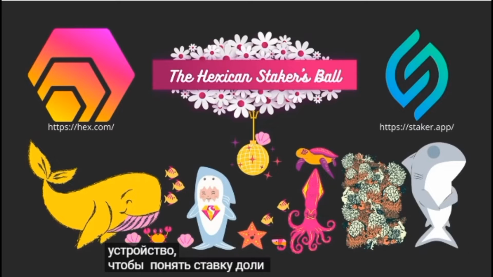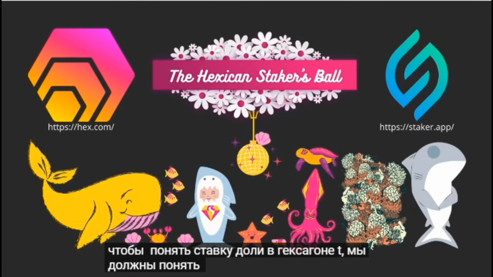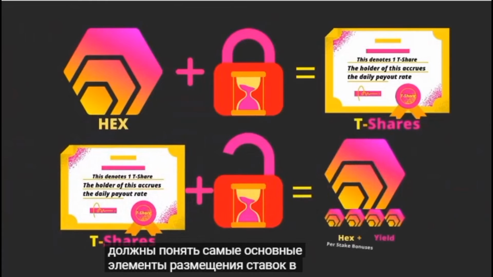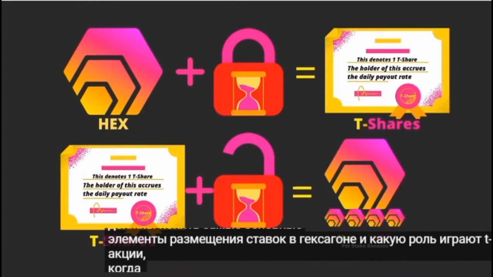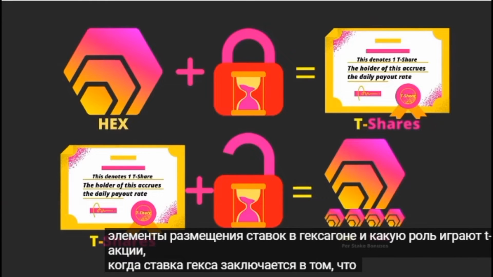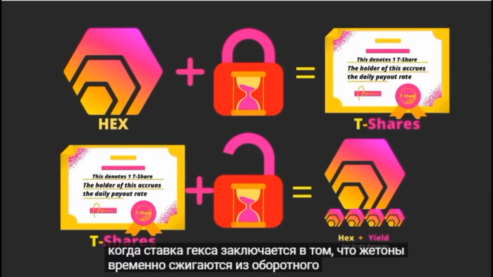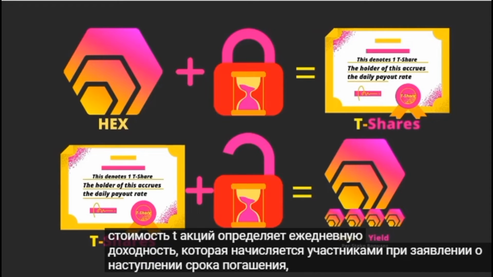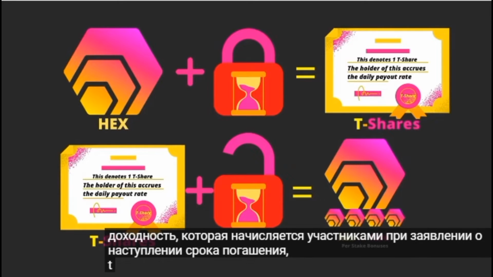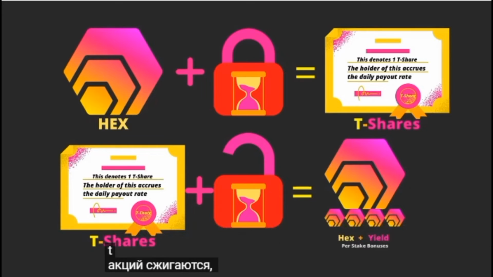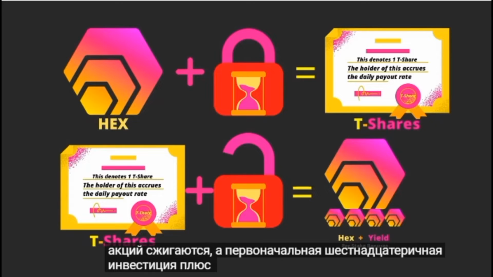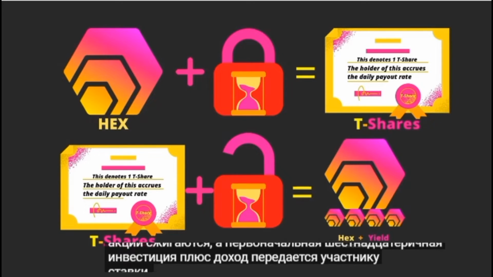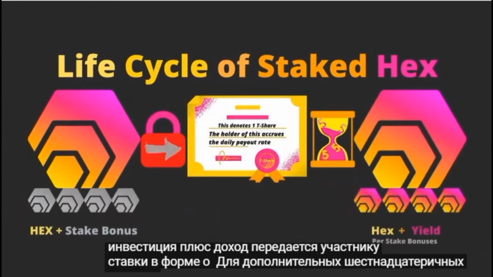To understand the Hex T-share rate, we must understand the most basic elements of staking Hex and what role T-shares play. When Hex is staked, the tokens are burned temporarily from the circulating supply and replaced with T-shares. The value of T-shares determine the daily yield that is accrued by stakers. Upon claiming a matured stake, the T-shares are burned and the initial Hex investment plus yield is minted to the staker in the form of additional Hex tokens.